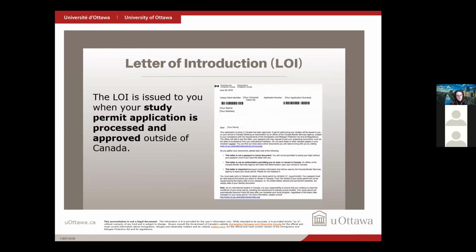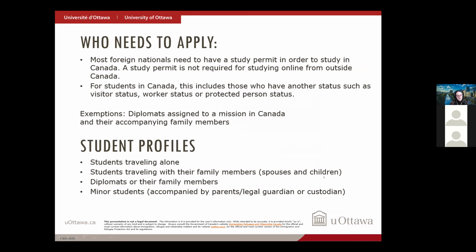So you'll have this, and then you'll also have either your visa in your passport or your ETA, which is also electronically linked to your passport. And then you'll travel to Canada. You'll present this letter and a few other supporting documents to the border officer, and then you'll receive your study permit. So this is just an example of what the LOI looks like.